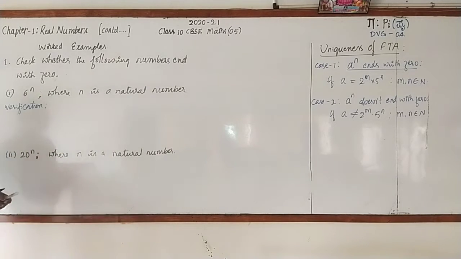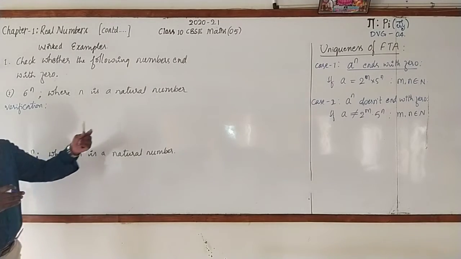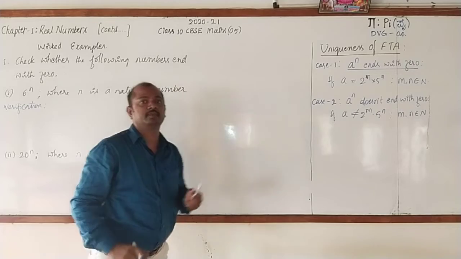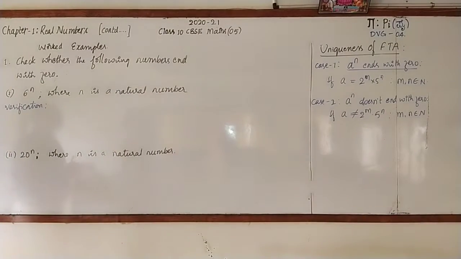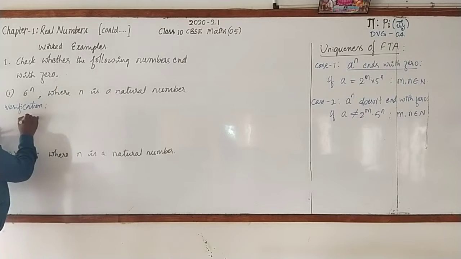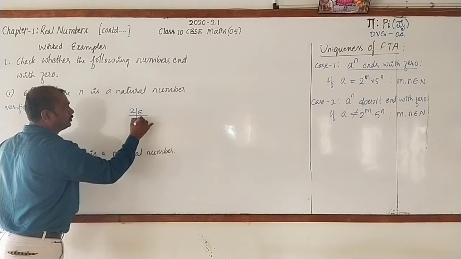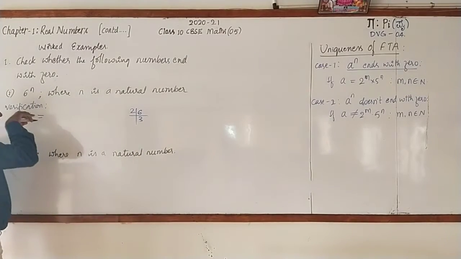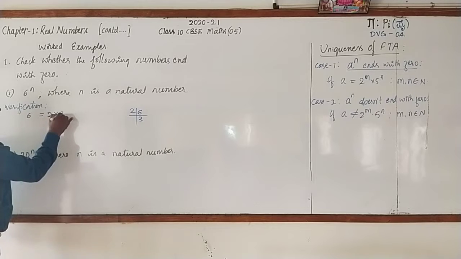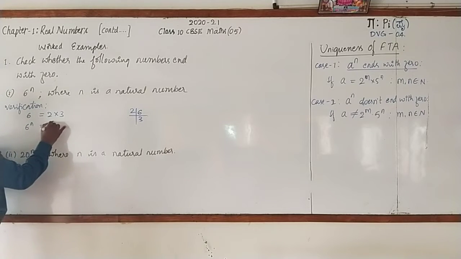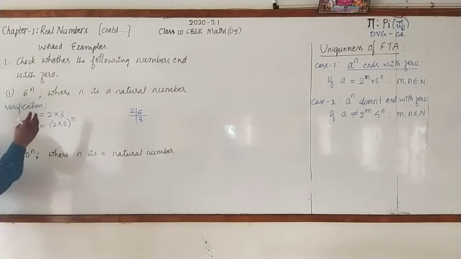We have already come to know that if the given number satisfies uniqueness of FTA, then it ends with 0. Let us check it out. We have to find the prime factorization of 6. It is 2 into 3. Now we can write 6 raised to the power n as (2 into 3) raised to the power n. Does the prime factorization of 6 contain both 2 and 5? No, it contains only 2, there is no 5.